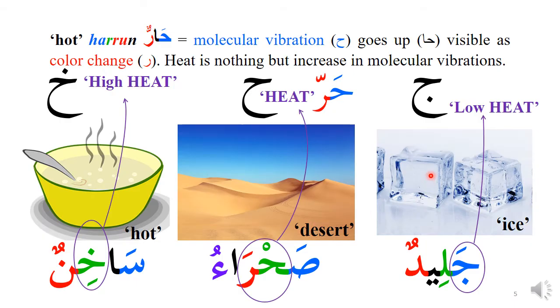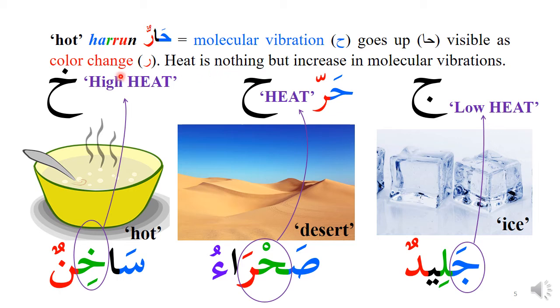So let's see a couple of words first. See, Harun means hot, something hot. We know Ha as molecular vibration because it's written as back and forth. And then the Alif is written in such a way that it's going up. You can see it's going up.